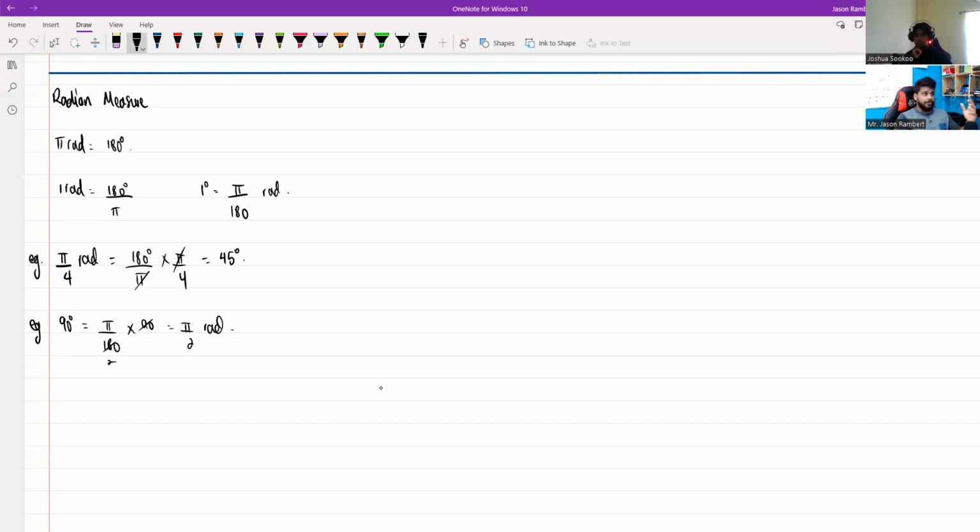Some very, very good numbers to know: pi on 4, pi on 6, pi on 3, pi on 2, 2 pi. Pi on 4 is 45 degrees. Pi on 6 is 30 degrees. Pi on 3 is 60 degrees. Pi on 2 is 90 degrees. And 2 pi is 360 degrees. Good numbers to know off the top of your head, in terms of radians.